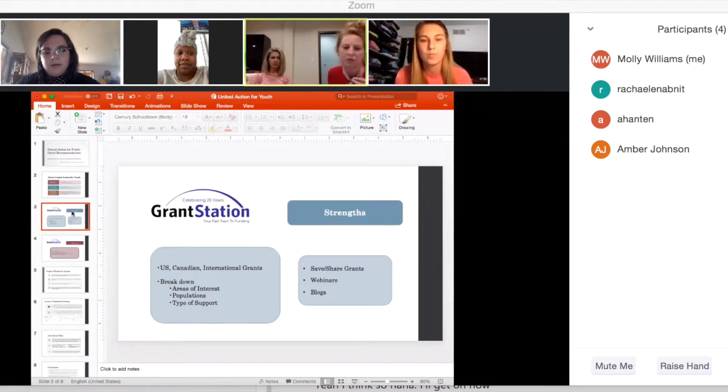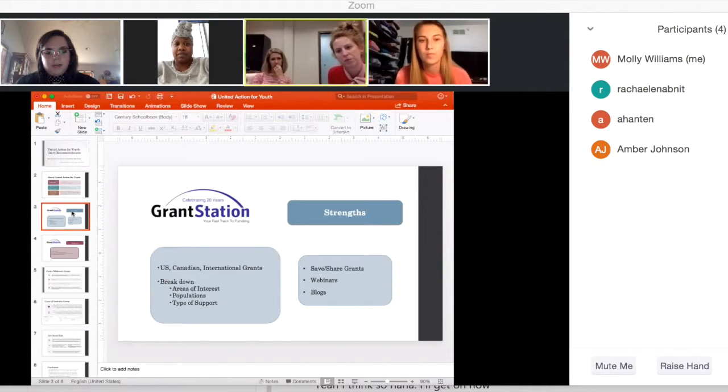They can break it down into searching areas of interest, for example, if you want to search for education or for religion or for health. They also give you the option to break it down by target populations like children, or if you're targeting seniors, grants specific to those things. You can select what type of support you need, if you need grants or equipment or anything like that.